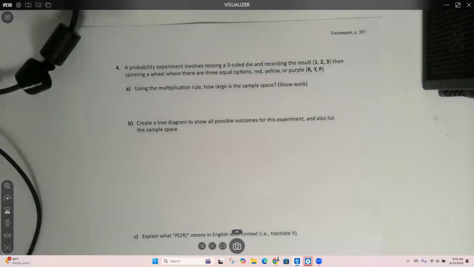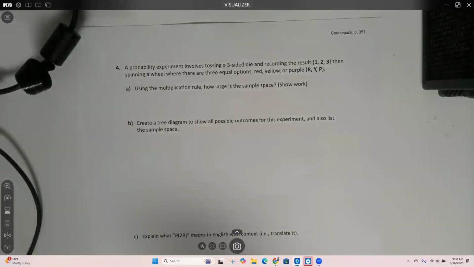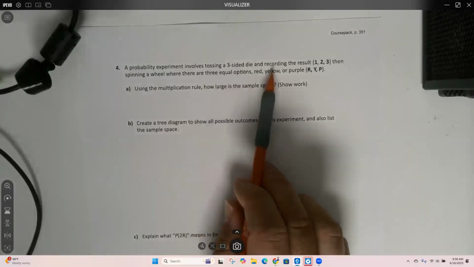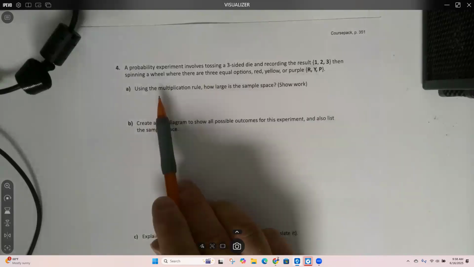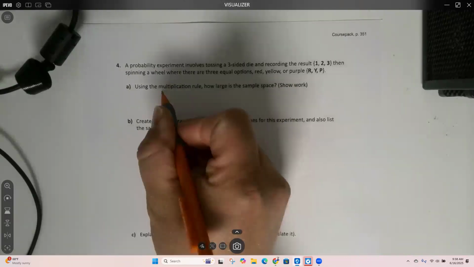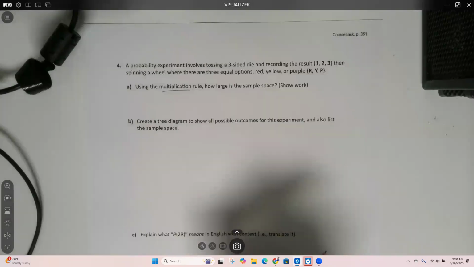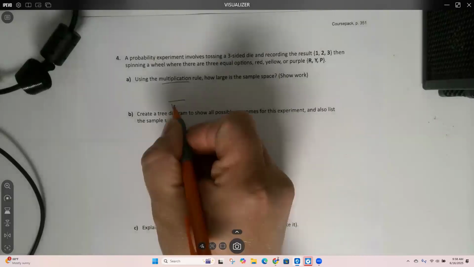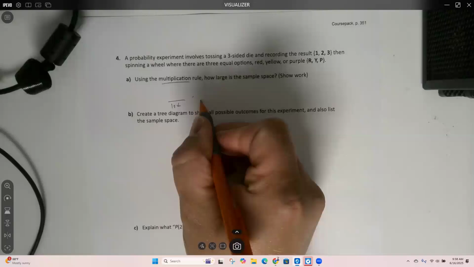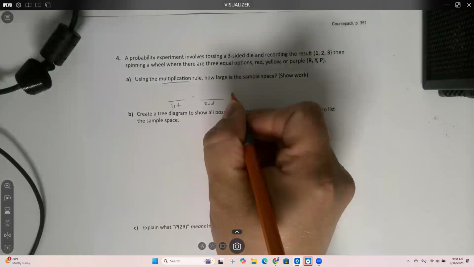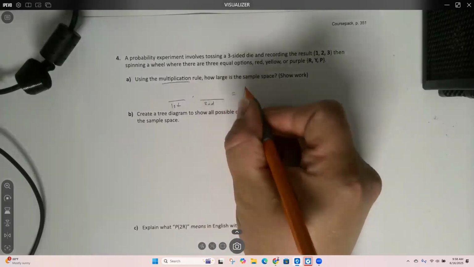So, the probability experiment involves tossing a three-sided die, so a D3, recording the result of a one, two, or three, and then spinning a wheel. So use the multiplication rule. How large is the sample space? When you do the multiplication rule, you'll take the first number of outcomes times the second number of outcomes, and that gives you your total number of outcomes.